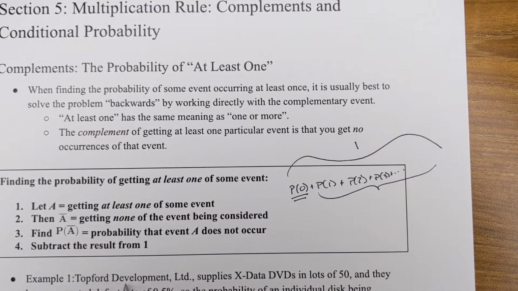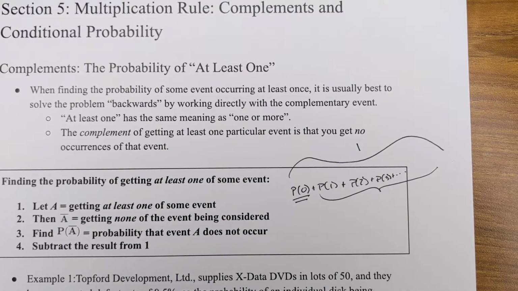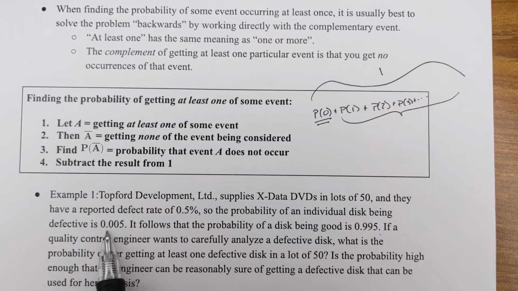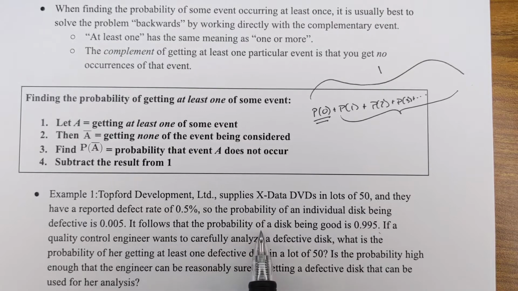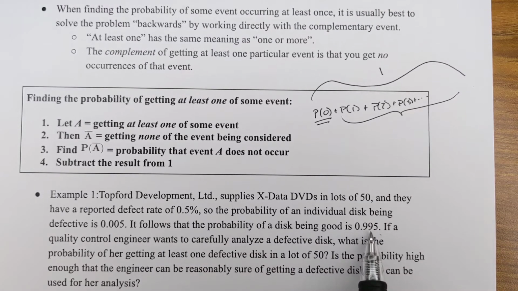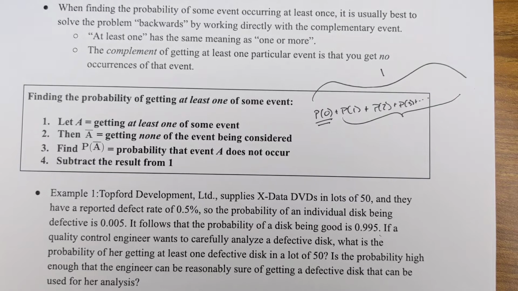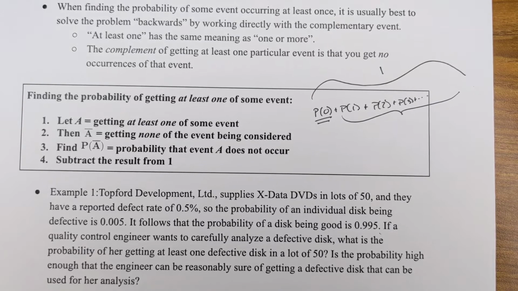So down here, we have a lot of 50 disks with a defective rate of 0.5%. So the probability is, off the screen, 0.005. It follows that the probability of a disk being good is 0.995, which is 1 minus that number. If an engineer wants to carefully analyze a defective disk, what's the probability of her getting at least one defective disk in the lot of 50? Is the probability high enough that the engineer can be reasonably sure of getting a defective disk that can be used? So instead of finding the probability of getting 1 and 2 and 3 and 4 and 5 and 6, I'm going to find the probability of getting none of them.